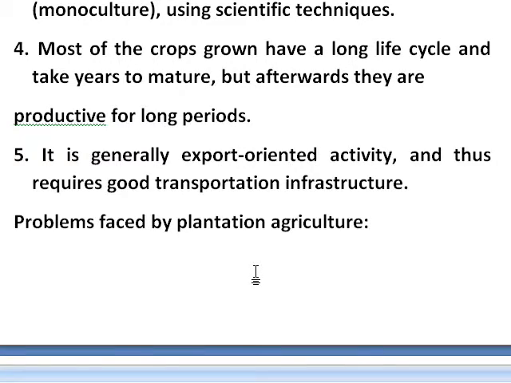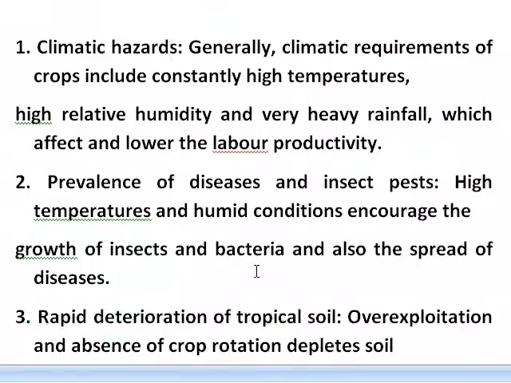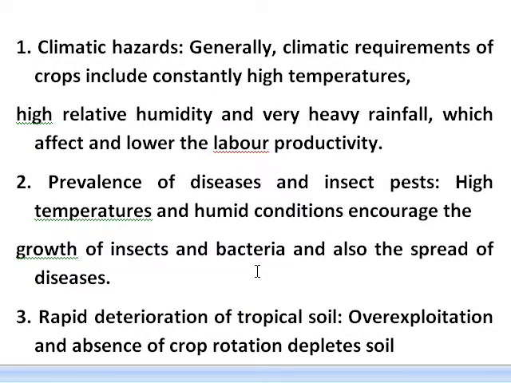Problems faced by plantation agriculture: climate hazards. Generally, climate requirements of crops include constantly high temperatures, high relative humidity, and very heavy rainfall, which affects labor productivity. Prevalence of disease and insect pests: high temperatures and humid conditions encourage the growth of insects and bacteria, and also the spread of disease.